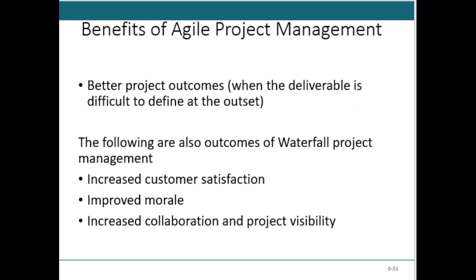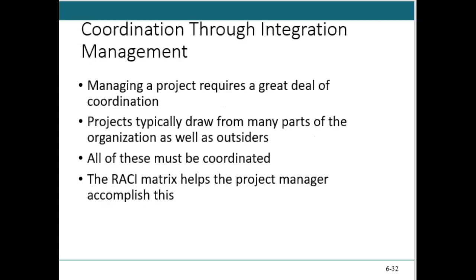So there are benefits to agile. They do say better project outcomes, and I would say that's true when the deliverable is difficult to define at the outset. But I get a better project outcome in this predictive or waterfall project management if I'm able to define the deliverable clearly up front. So the following outcomes are also waterfall related outcomes: increased customer satisfaction, improved morale, and increased collaboration and project visibility. I agree with all those for both.